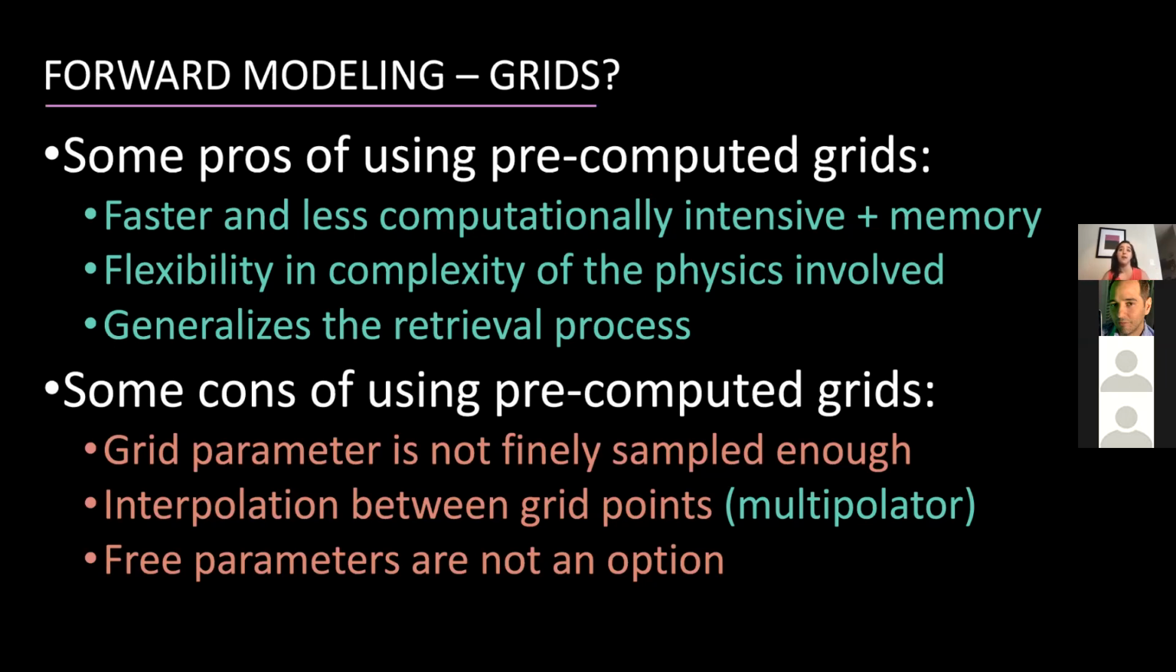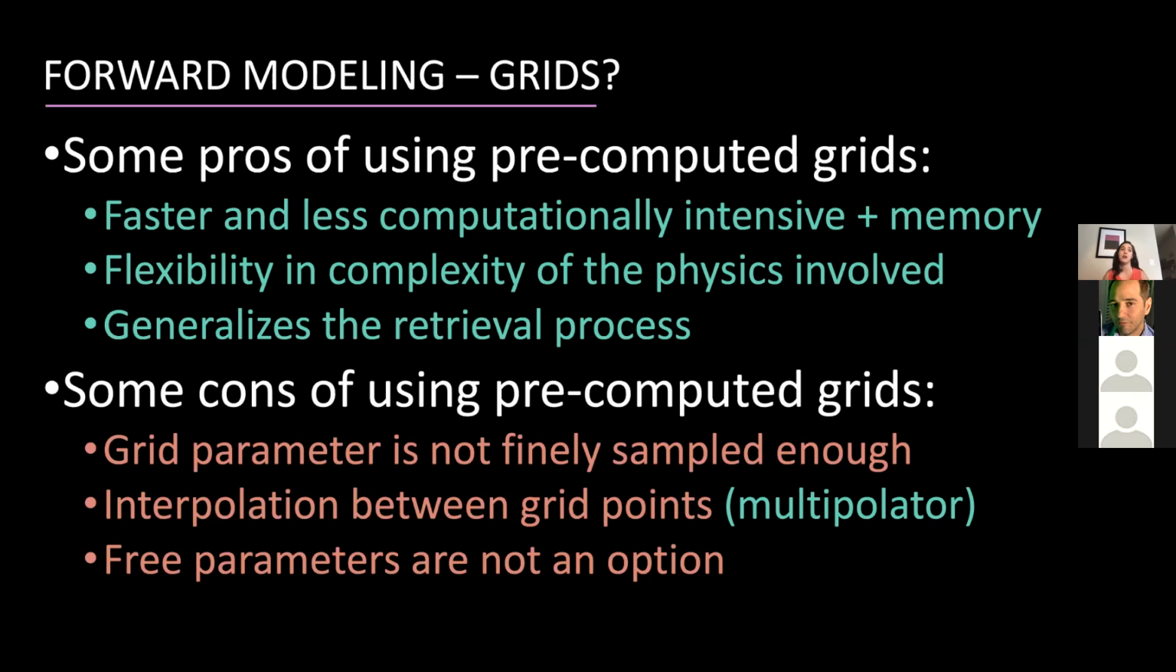So if several people have different data and they're using the same grid, they can compare their results a lot better because they know and they're sure that their forward model was the same because they're using the same grid. Some cons of using pre-computed grids do include that grid parameters can be not finely sampled enough.